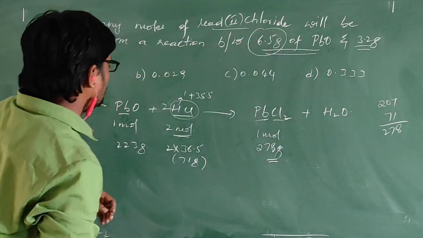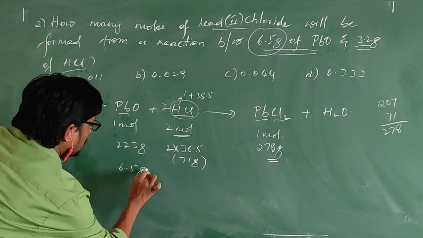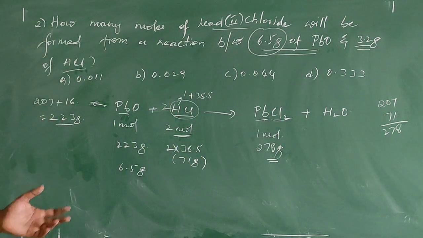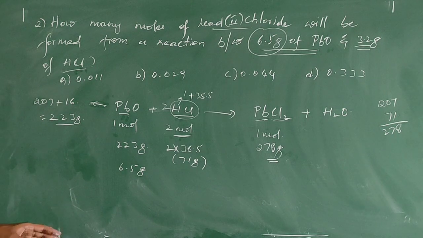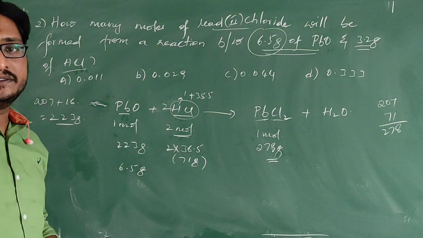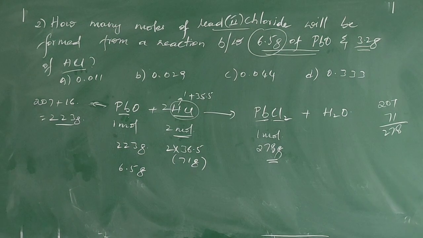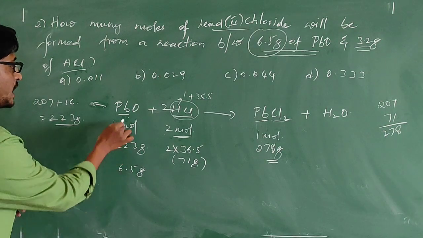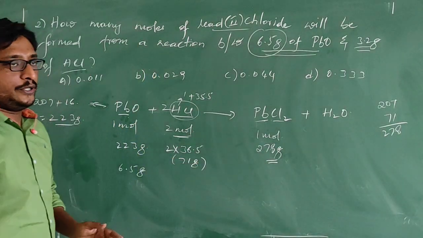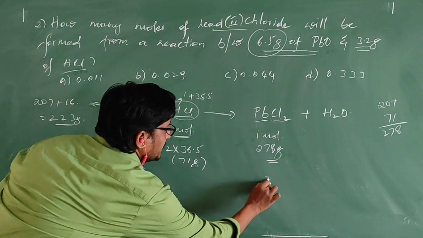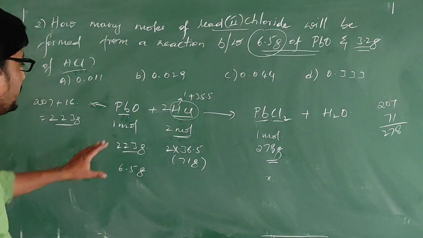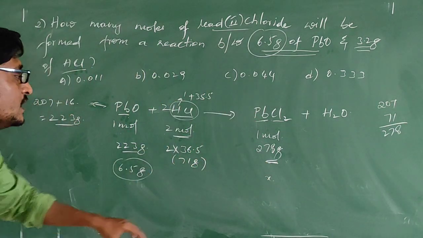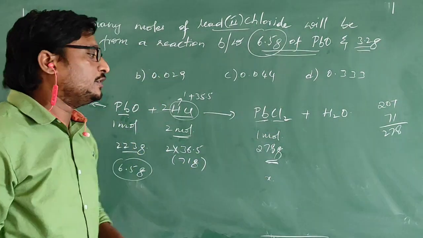Then if 6.5 grams of lead oxide is reacted, what is the mass of lead chloride which gets produced? First we need to calculate that. Next, again we need to calculate. So first let us calculate for 6.5 gram of lead oxide what is the amount of lead chloride produced. See, for 223 grams of lead oxide, 278 grams of lead chloride is getting produced. Then for 6.5 grams, what is the amount of lead chloride produced? First we need to calculate that.